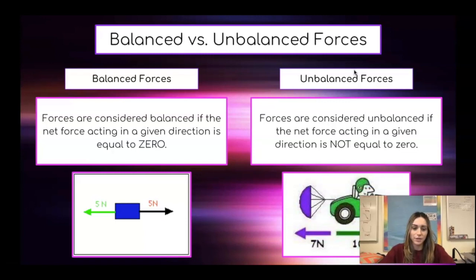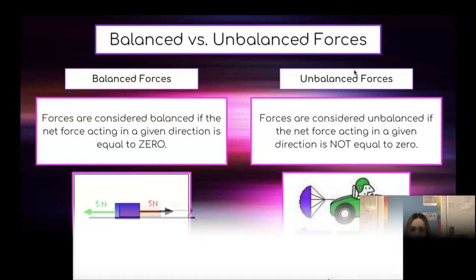Here we have another example where we can see a 10 Newton force acting in the right direction and a 7 Newton force acting in the leftward direction. This means that these forces are unbalanced because the net force here would be 10 newtons minus 7 newtons, which gives us 3 newtons. It doesn't matter what that value is, as long as it's not 0, we can see that these forces are unbalanced.